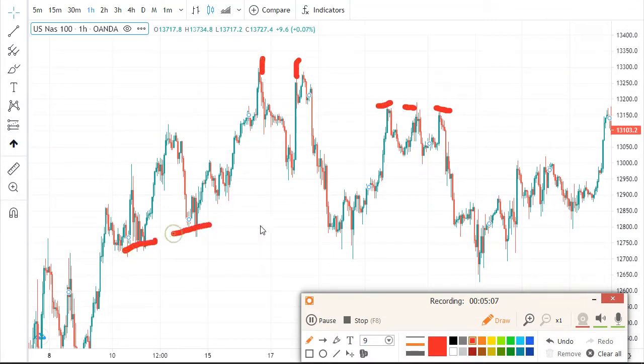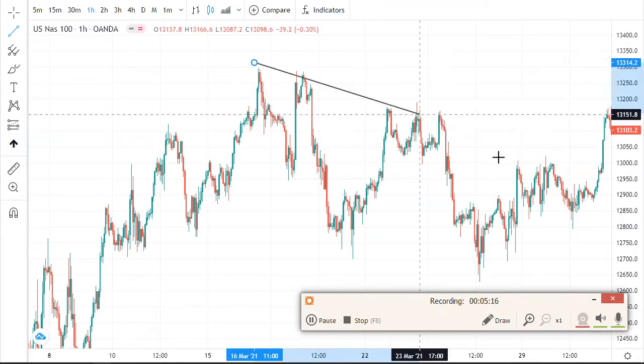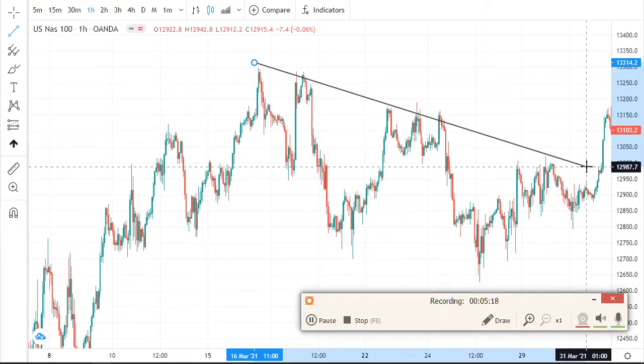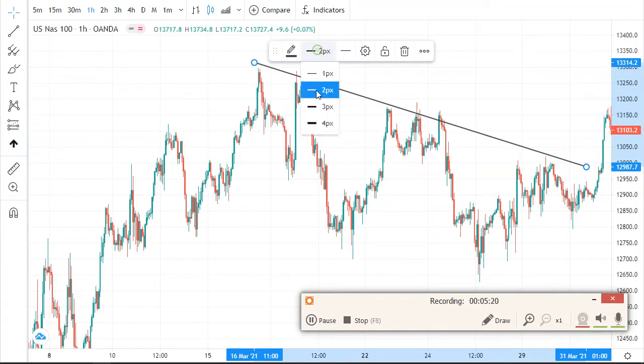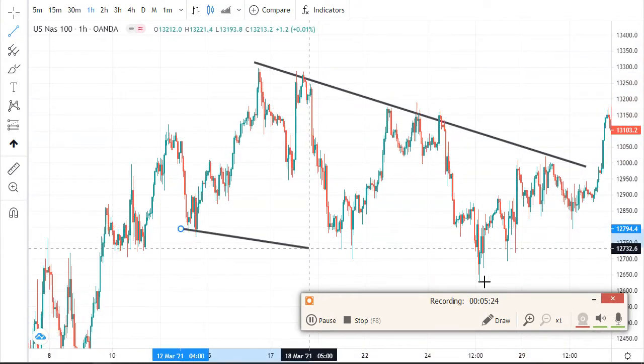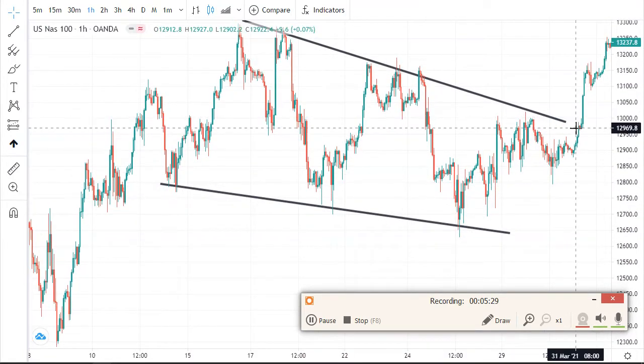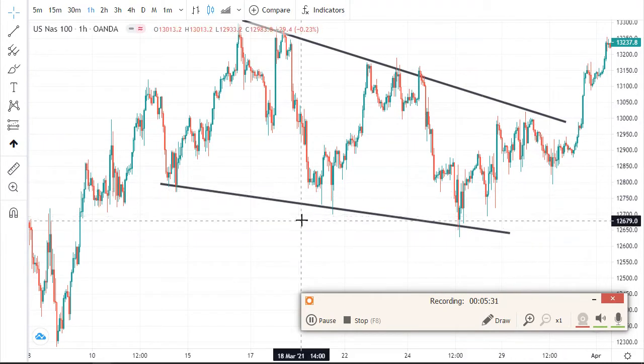I see these areas. I must try to connect them. So when you try to connect them, you just go to your trend line and connect them. Let me make this one very thick. Even here you can just try and connect them. So this is a downtrend, but it's going to create something like a wedge, but it's a downtrend.